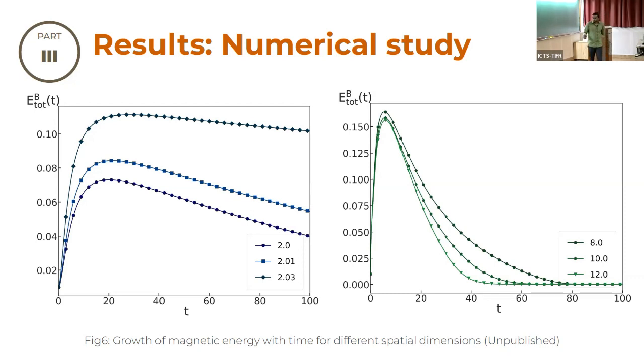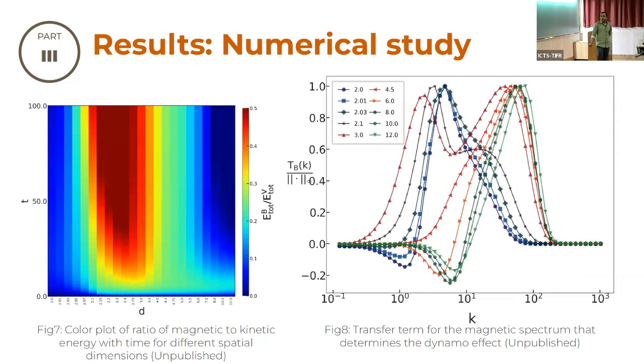And then to summarize, you see that across several dimensions, the red denotes a strong saturation of the magnetic energy, and the blue denotes that the magnetic energy dies away. So as we go across the dimensions, for d close to 3, the dynamo seems to be stable, and as we move away from 3, the dynamo does not stay in our model.